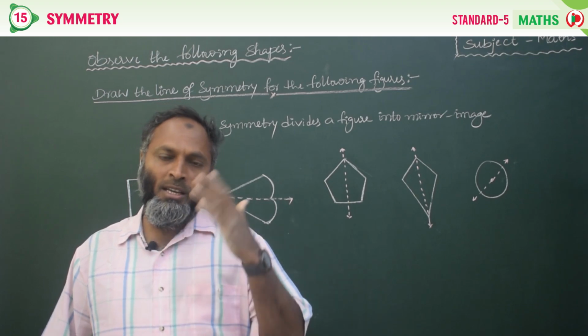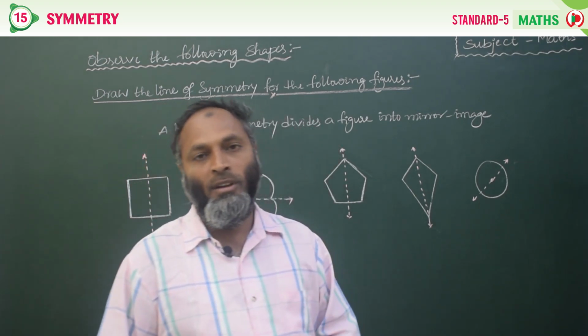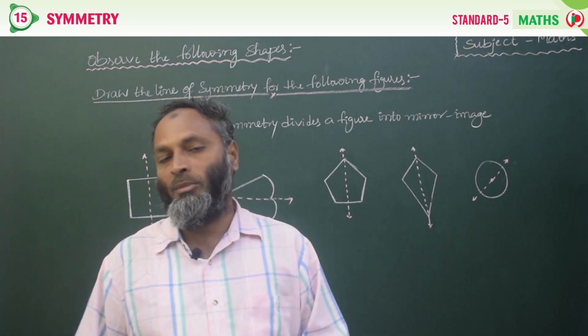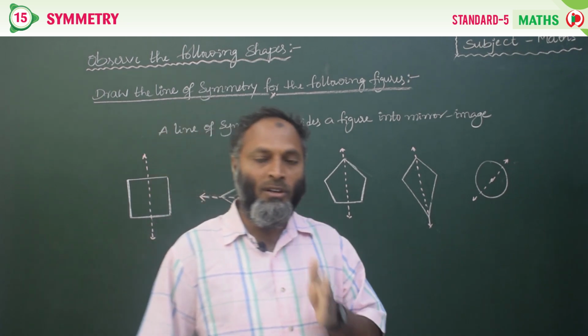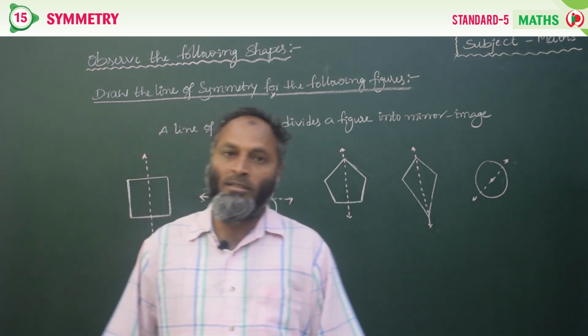So we should think how to draw a symmetrical line so that the given figure is divided into two identical shapes. In such a way we should draw. That line is our symmetrical line. Okay students.